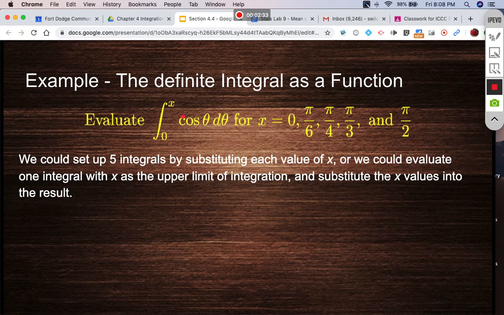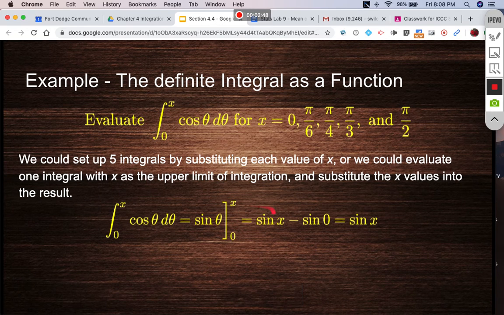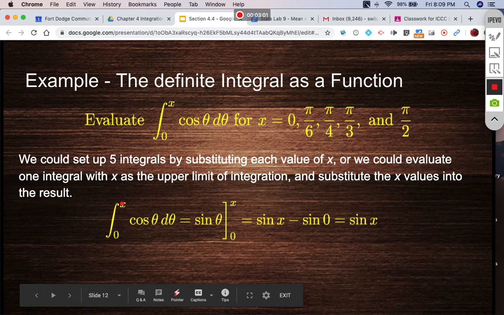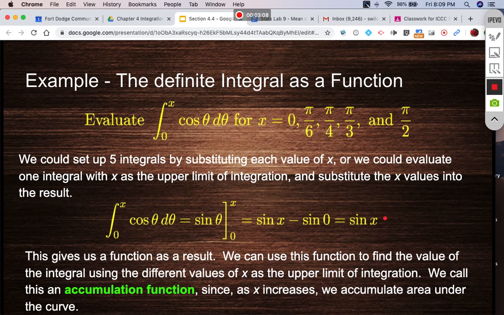But our idea here is to evaluate this integral with x up here. Again, the antiderivative is sine of theta, and we're going to evaluate that from 0 to x. So that's going to be the sine of x minus the sine of 0. That gives me the sine of x. Now I have a function that gives me the answer of this definite integral as a function of x. So I can just plug my x value into sine of x and get those different values.